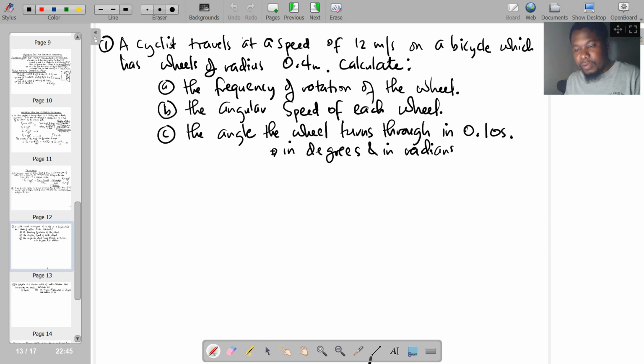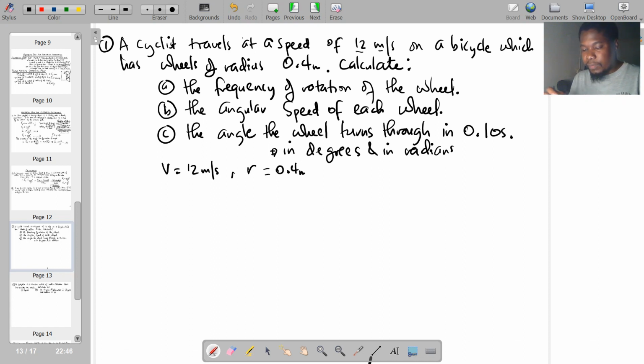The first problem before us is: a cyclist travels at a speed of 12 meters per second on a bicycle which has wheels of radius 0.4 meters. They're saying calculate the frequency of rotation of the wheel. Okay, first thing that we know is that we're given the speed, which is 12 meters per second, and we also know what we've been given here is the radius of the wheel, which is 0.4 meters. Okay, so those are the things that we actually are aware of.